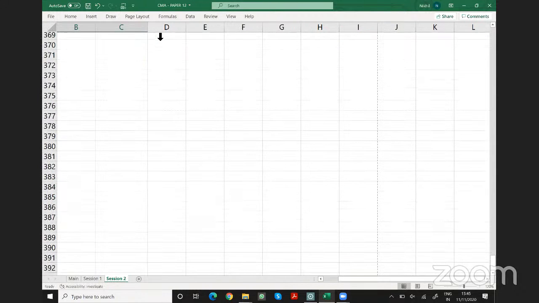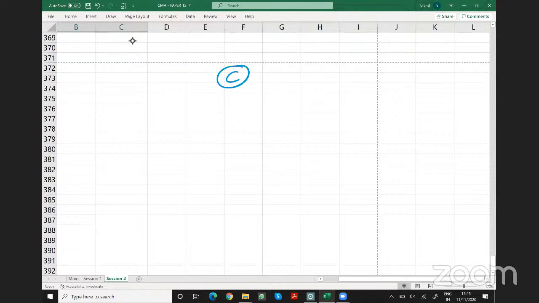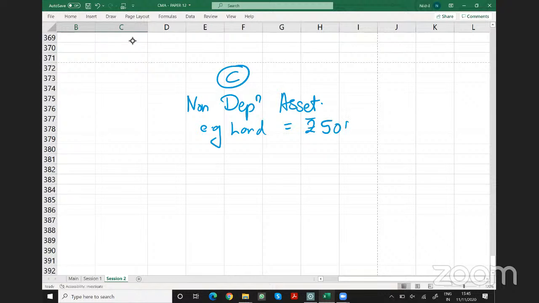And the third part is, if you have received relating to non-depreciable assets. So example, sir, Nikhil, you have purchased a land. Land is non-depreciable, sir. I purchased a land for 50 lakhs. And I have received a government grant of rupees 10 lakhs.